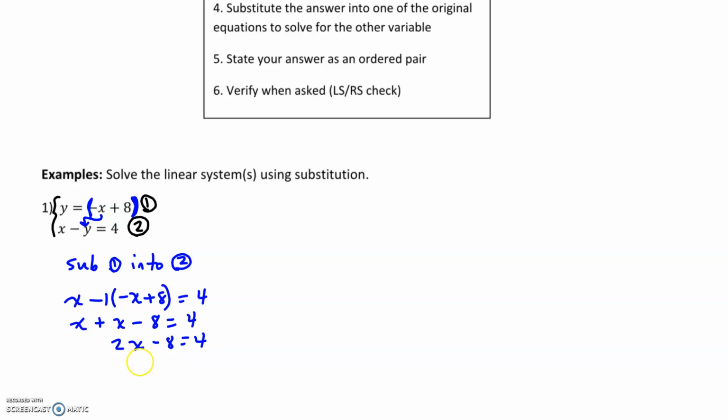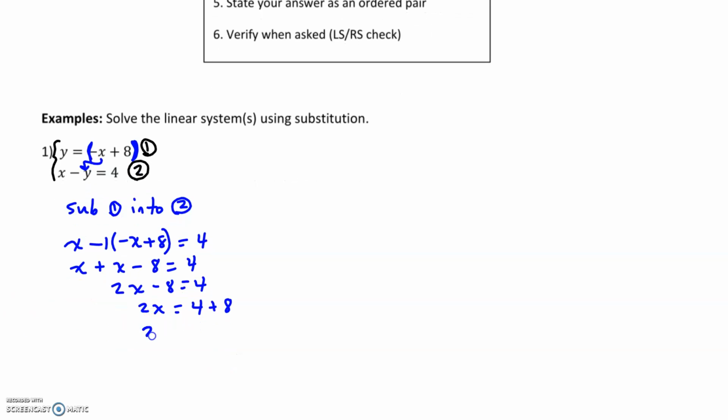I'll move the negative 8 to the other side. So that would be 2x equals 4 plus 8. And then I'm going to collect like terms on my right. 4 plus 8 is 12. And we'll divide both sides by 2. We get x equals 6. So what I just found is, for my POI, I found the x value, which is 6.